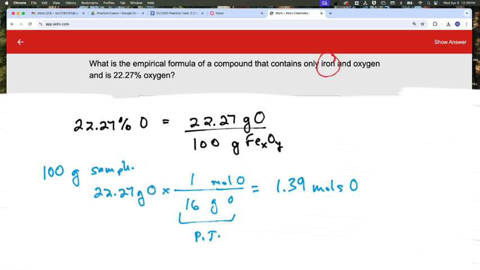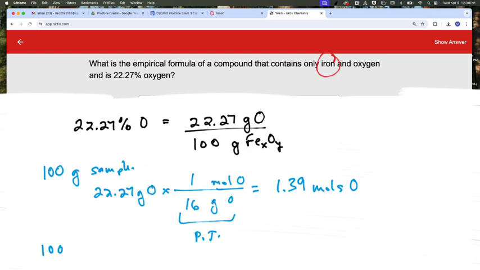Oh, why do I not know my formula? You would figure for iron. Dang, but I don't know anything about the iron. Yeah, you do. What do I know about the iron? If 22.27 grams out of 100 is the oxygen, then what, 77.73? How'd you get that? You subtract it. There's only 2 things in it. The remaining mass must be the iron.